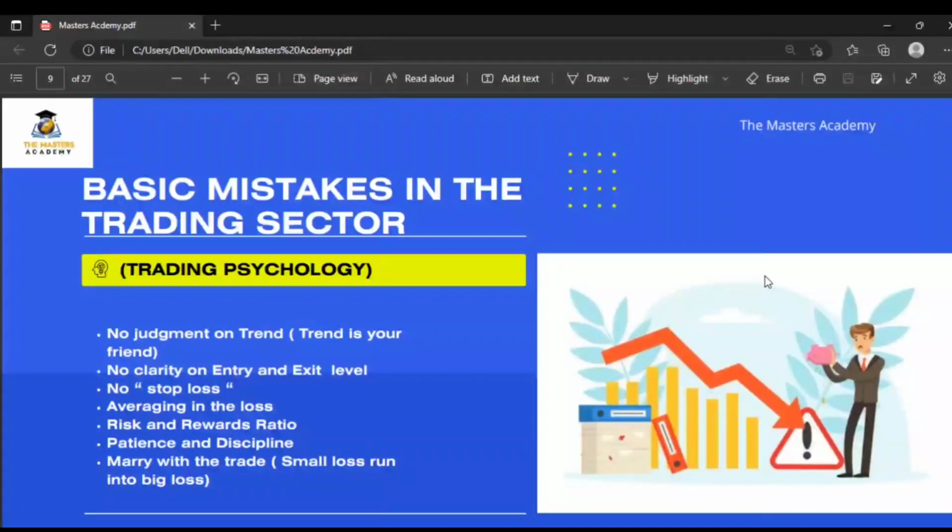Okay, so no judgment on the trend. Look, guys, in forex one of the main factors is that the trend is your friend. Now, what the trend is, we are going to discuss.